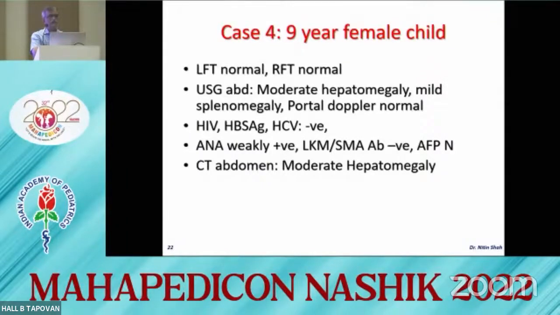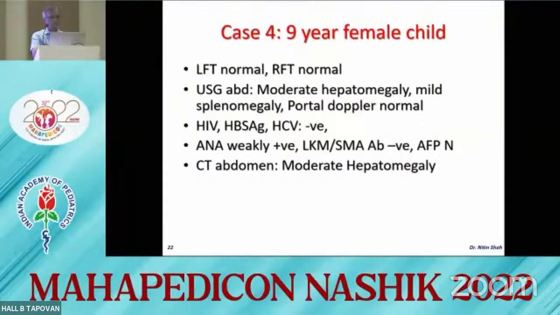Ultrasound abdomen was done, which showed moderate hepatomegaly, mild splenomegaly with a normal portal Doppler. So there was no obvious lesion in the liver, like a SOL or an abscess or a mass or a tumor or anything. Viral markers for hepatitis were negative. Her ANA was weakly positive, but the autoimmune hepatitis workup like LKM and SMA antibodies were negative.